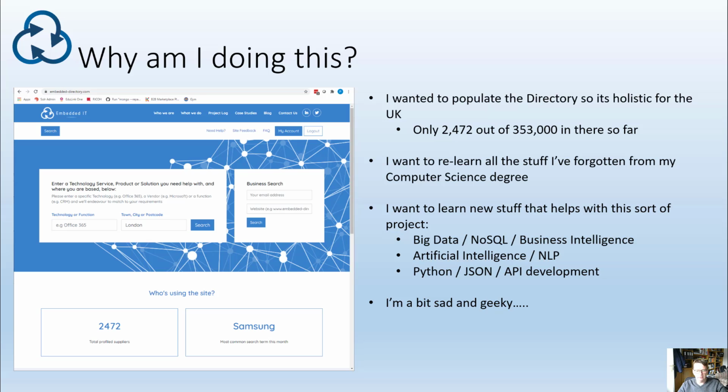The other reasons why I want to do it are a bit more personal. I'm a computer science degree holder, but I've forgotten all of the technology stuff. I've spent most of my time in commercial management of IT contracts and IT services. So I want to get my fingers dirty again with some of the technology, coding in Python and things like that. So I quite fancy playing with that.